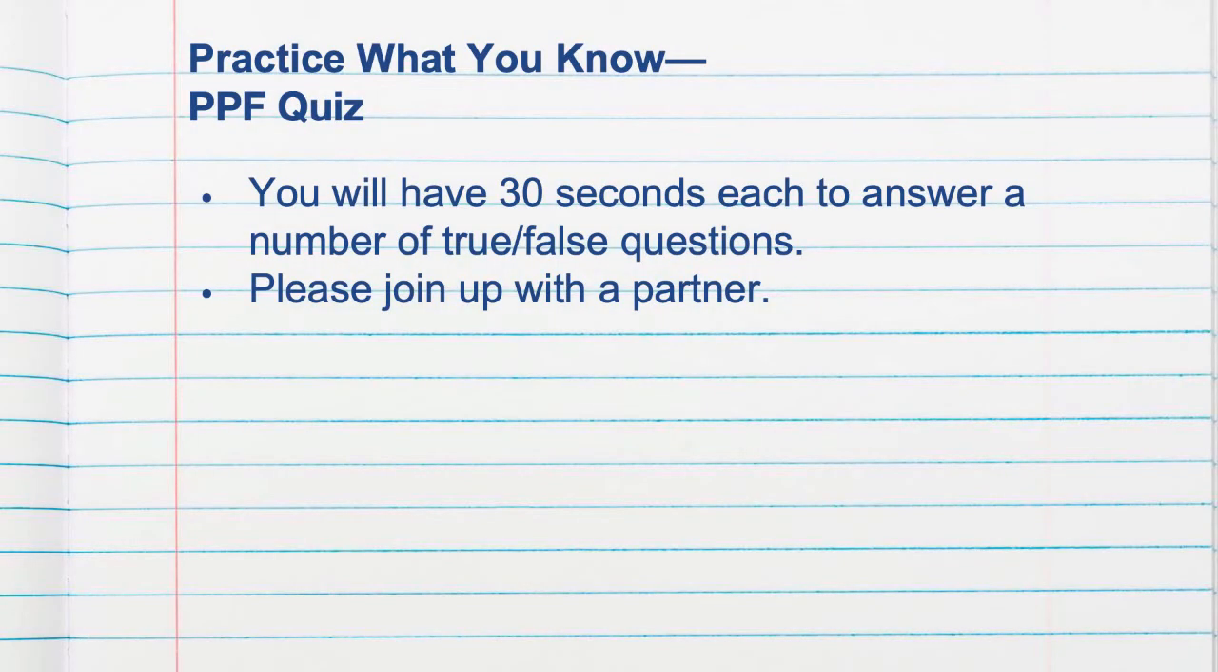All right, let's take a look at some production possibilities curve or production possibility frontier questions. If you're hanging out with someone and they can help you out, great, no problem. If you're just at home on your own, that's no problem either. I'm going to give you about 30 seconds to answer each one of these questions and see how you do. All right, so here we go.